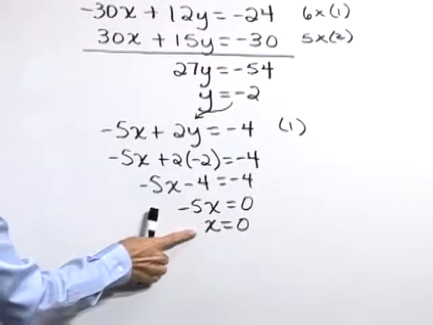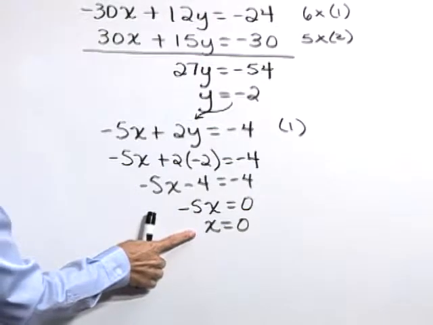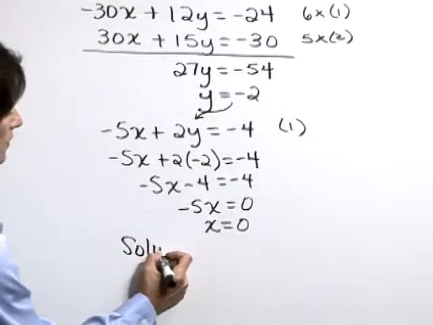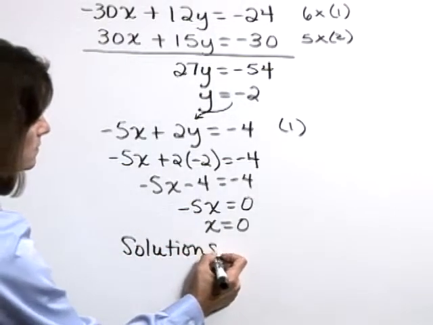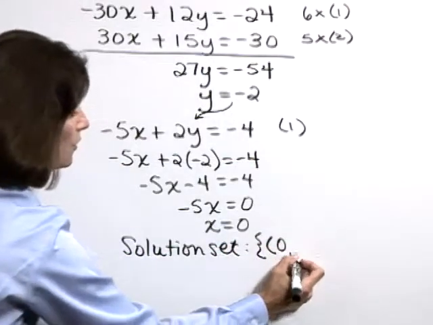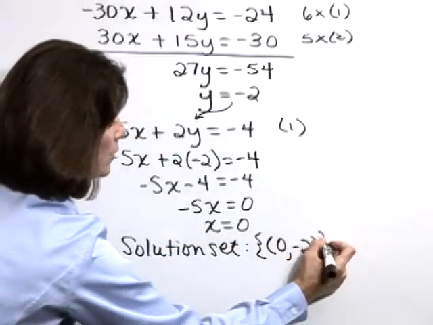Now, it's always wise to check your solution back in both of your original equations, and if you do that, a check does verify that the solution set is x equals 0, y equals negative 2.